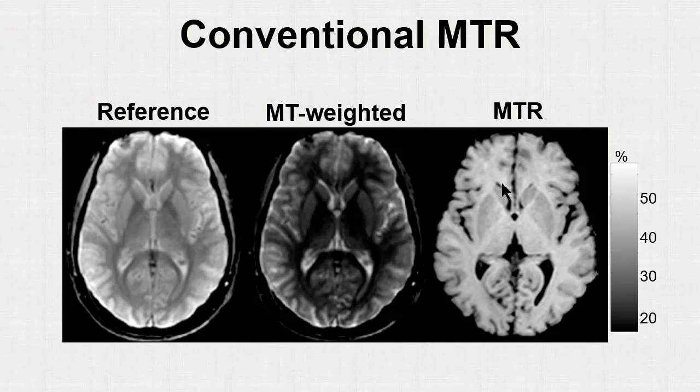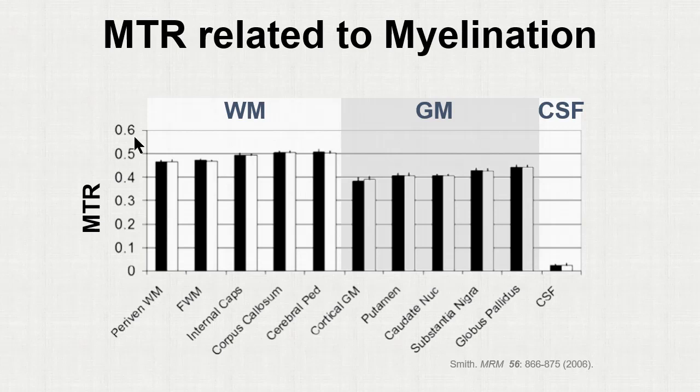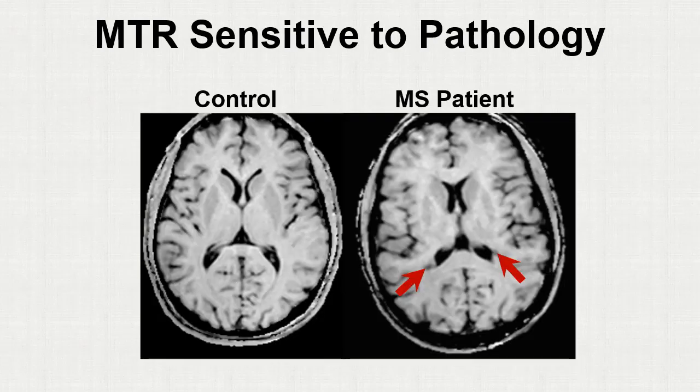So again, conventional MTR, you saw this image a moment ago. When we calculate the magnetization transfer ratio, you see it here on the right. Now, the magnetization transfer ratio is related to myelin. It's sensitive to myelin changes. One of the quotes I heard many years ago is, while magnetization transfer ratio may not be specific for myelin, what we understand is when myelin changes, so does the MTR. And we see this in patients with multiple sclerosis. Here we have a healthy control and an MS patient, where you can see the periventricular lesions with a reduced magnetization transfer ratio.